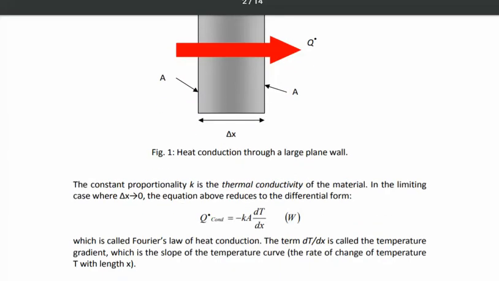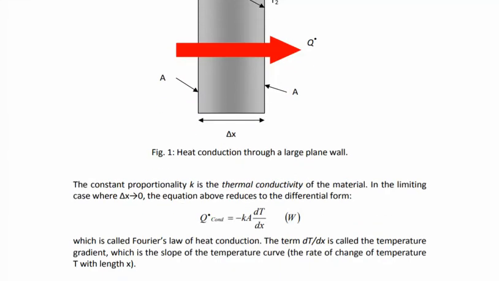The constant of proportionality K is the thermal conductivity of the material. In the limiting case where delta X tends to 0, the equation above reduces to the differential form, that is, heat conduction is equal to minus K A dT by dx. This is the Fourier law of heat conduction, given by the scientist Fourier. The term dT by dx is called the temperature gradient, which is the slope of the temperature curve.